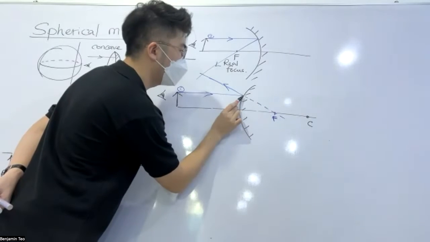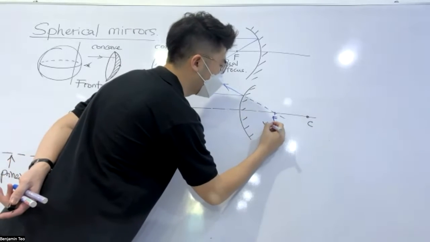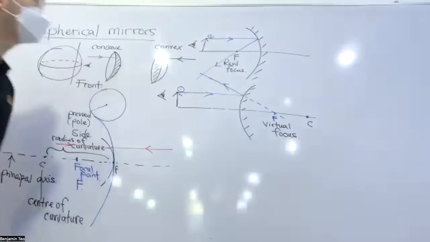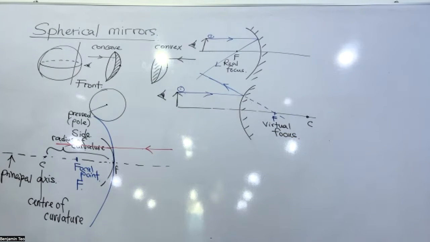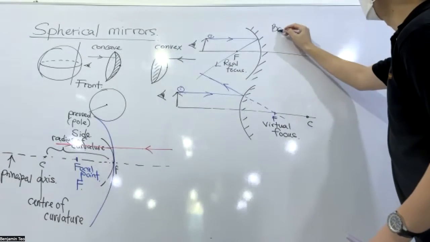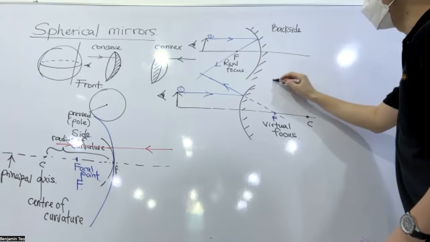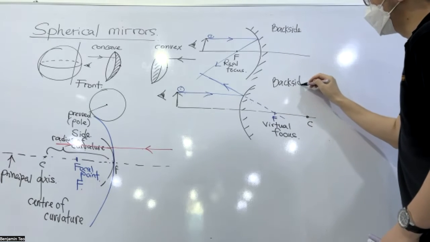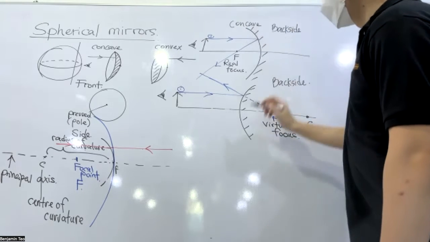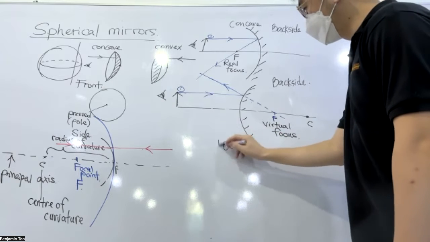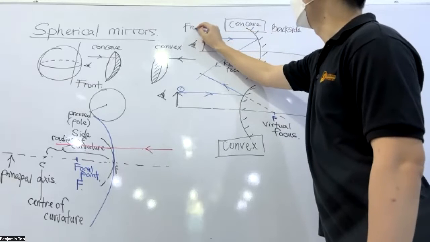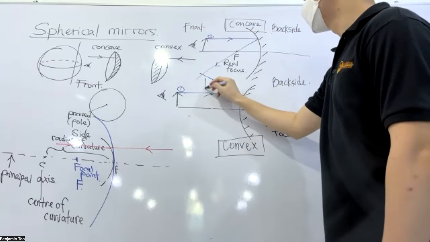For this one, the physical ray is not passing through it, so we call this a virtual focus. Yeah, so if I label, here is the back side of the mirror, and here is the back side. This is one. This is convex. So this is the front side, and here is the front side.